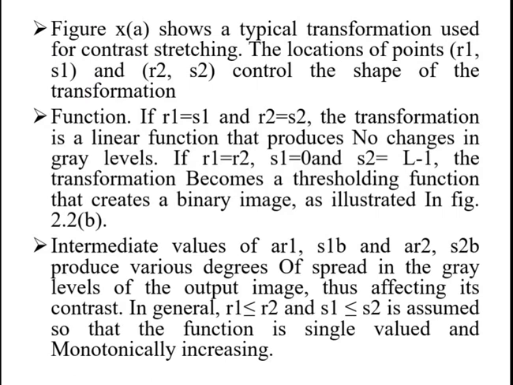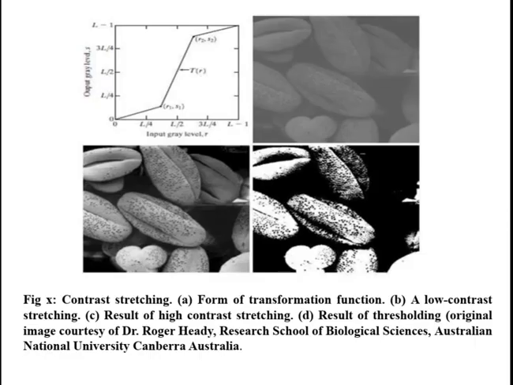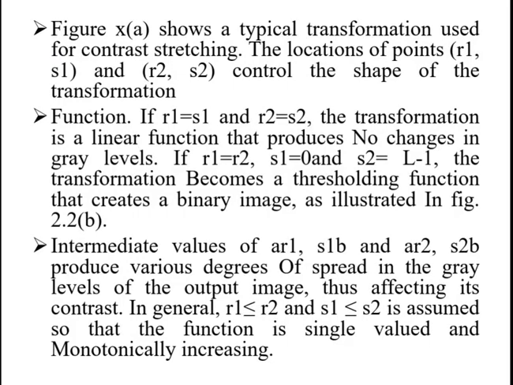If r1 = r2, s1 = 0 and s2 = L - 1, the transformation becomes a thresholding function that creates a binary image, as shown in figure (b). Figure (b) shows a low contrast stretching. Intermediate values of (r1, s1) and (r2, s2) produce various degrees of spread in the gray levels of the output image, thus affecting its contrast.